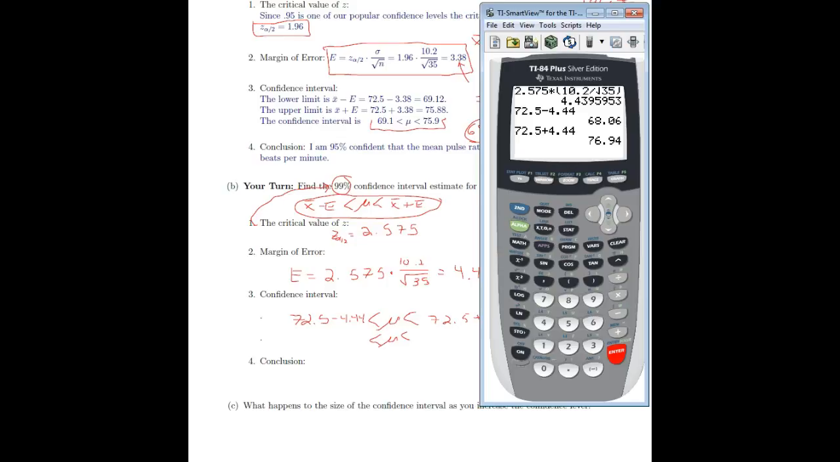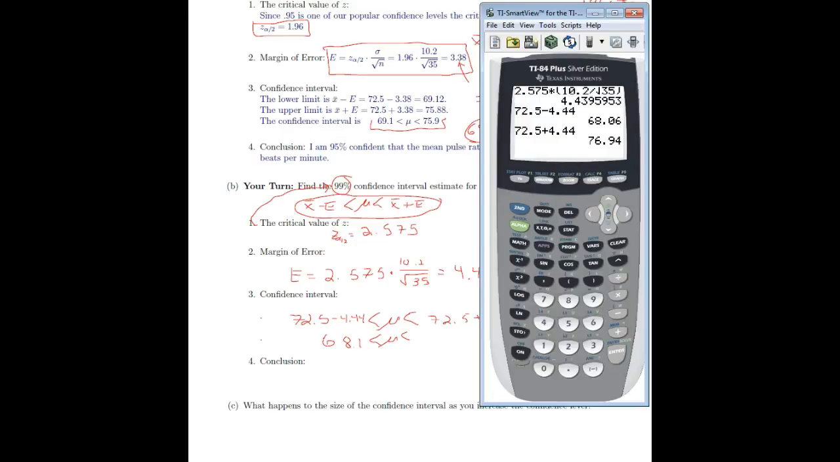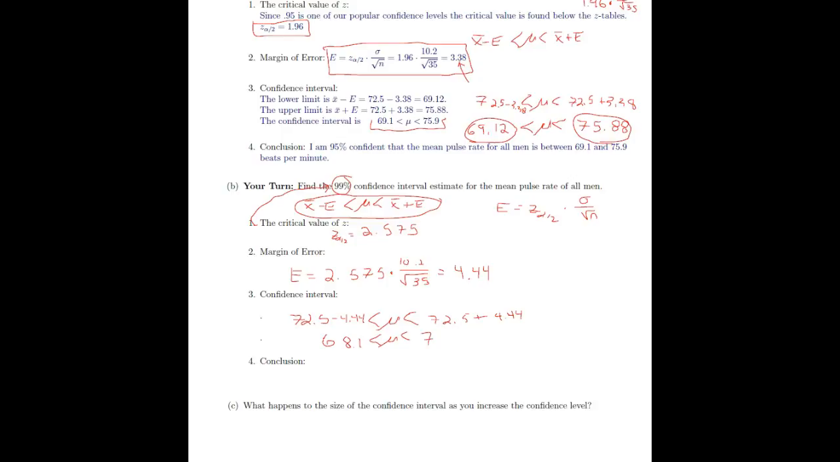And I'm going to follow the author's rule here, which is round these to the same number of decimal places that x bar was given to us. And x bar was given to us at 1 decimal place. So I'll round these final answers to 1 decimal place. So that'd be 68.1 and 76.9. Cool. All right. So then what is my conclusion? So my concluding statement would be that I am 99% confident that the mean pulse rate for all men is between 68.1 and 76.9 beats per minute.